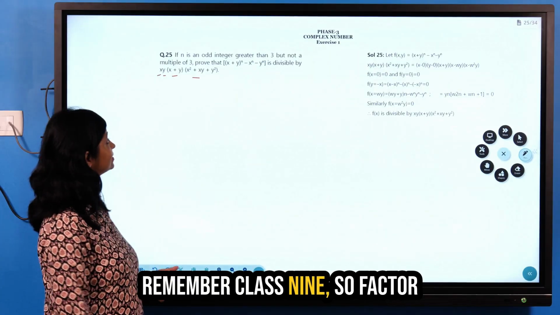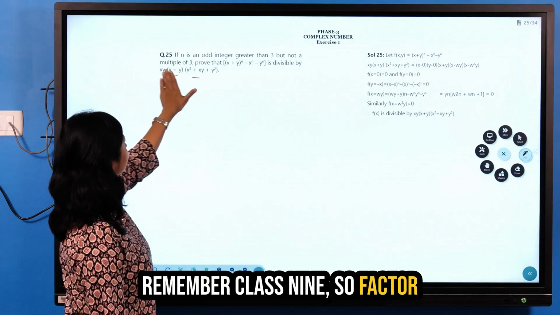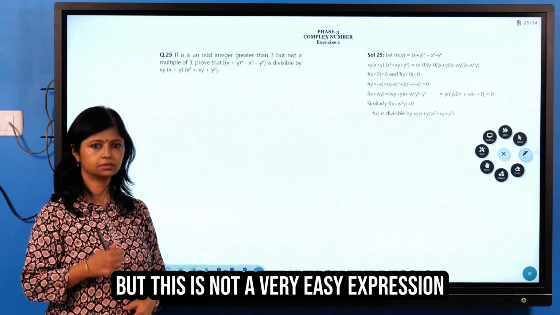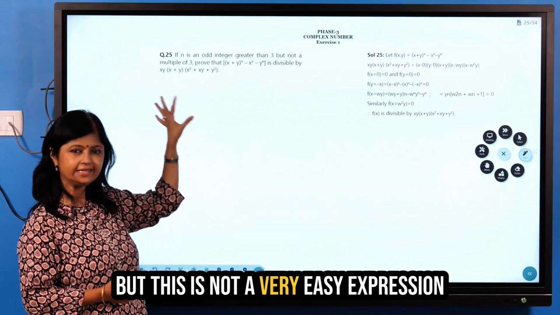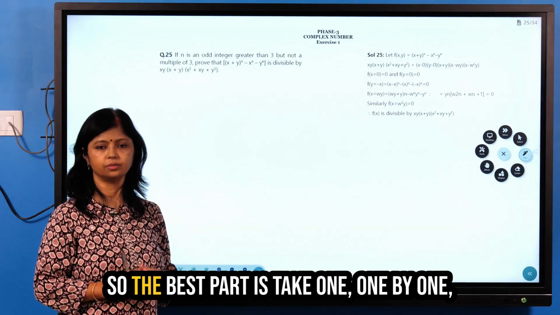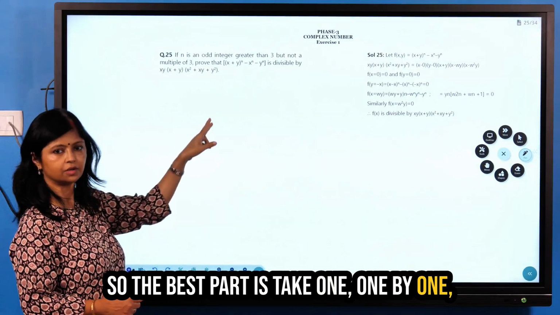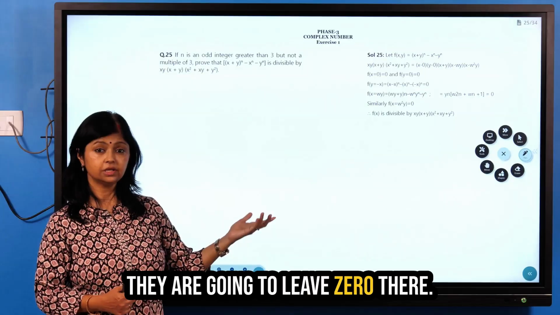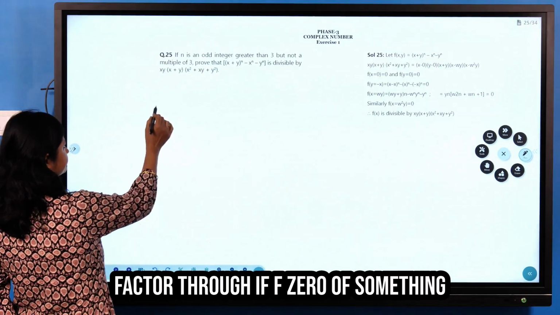If you remember class 9, factor theorem and those things. But this is not a very easy expression that you can factor out from there. So the best way is to take all the factors one by one and prove that they are going to leave 0 there.